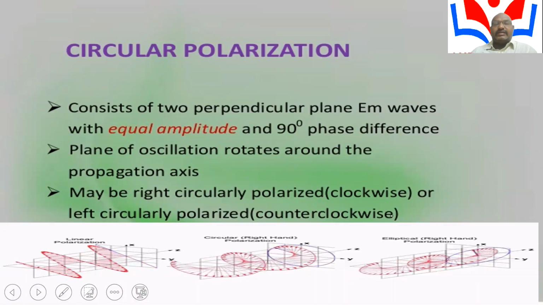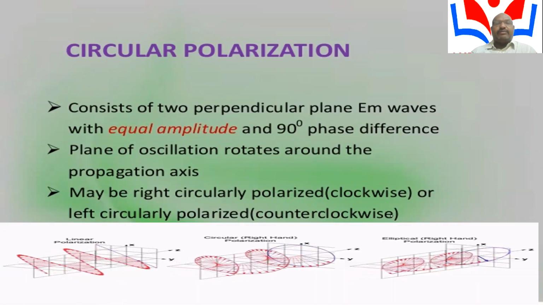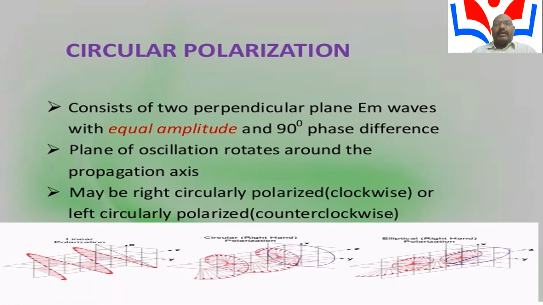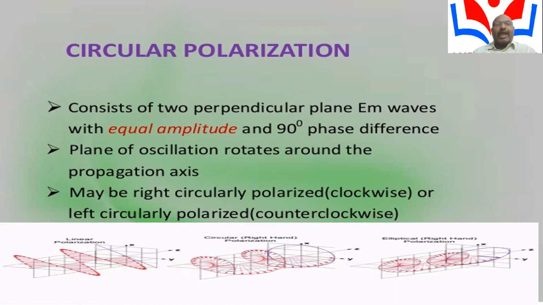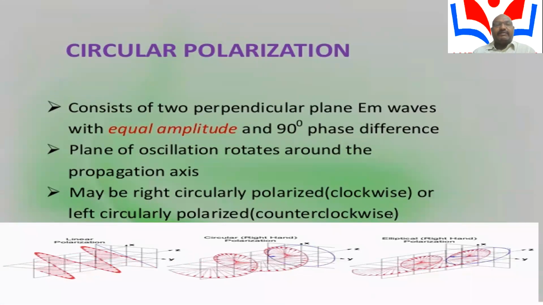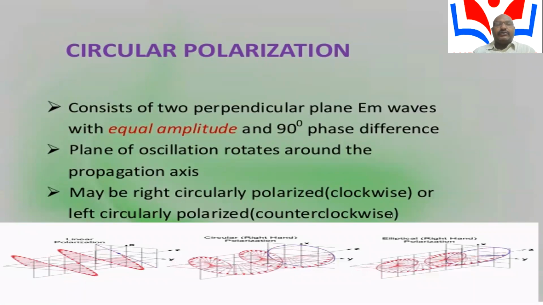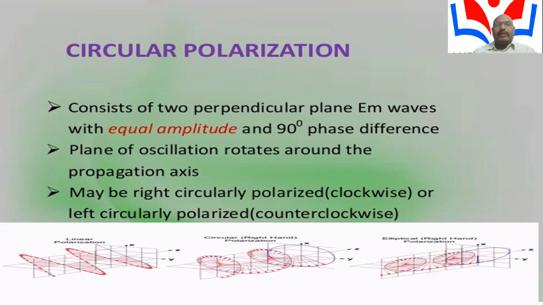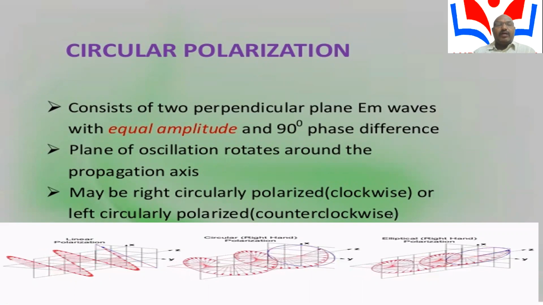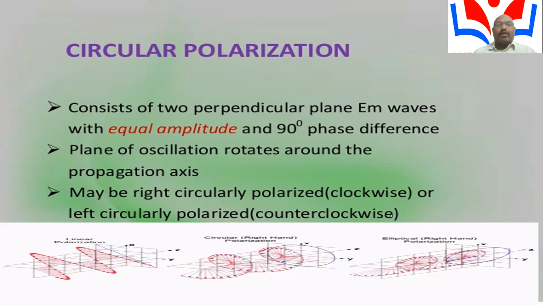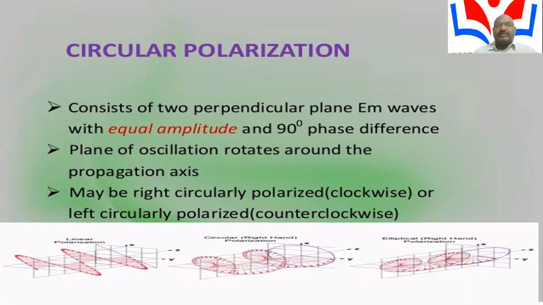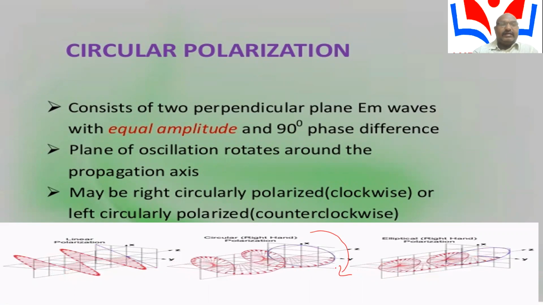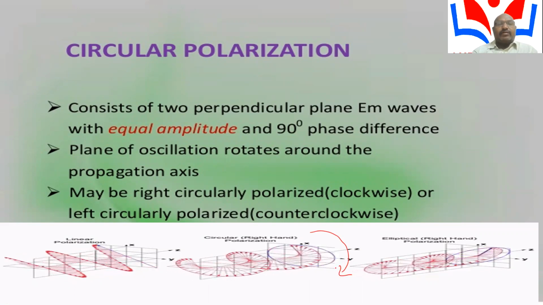And circular polarization consists of electromagnetic waves of equal amplitude at 90 degrees. Let us consider two perpendicular plane electromagnetic waves with equal amplitude and 90 degrees phase difference. The plane of oscillation rotates around the propagation axis, and may be right circularly polarized, that is the clockwise direction, or left circularly polarized, that is the anti-clockwise direction.